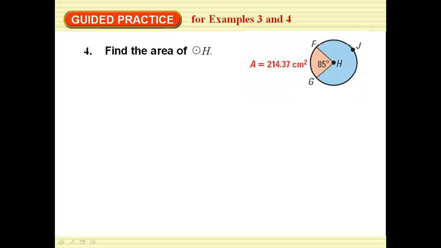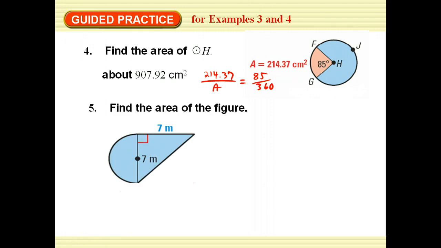There's another one for you to try real quick. Comes out to be about 9.0729. Now how did we get that? Area of the sector over the area of the circle is equal to 85 over 360. Cross multiply and divide.